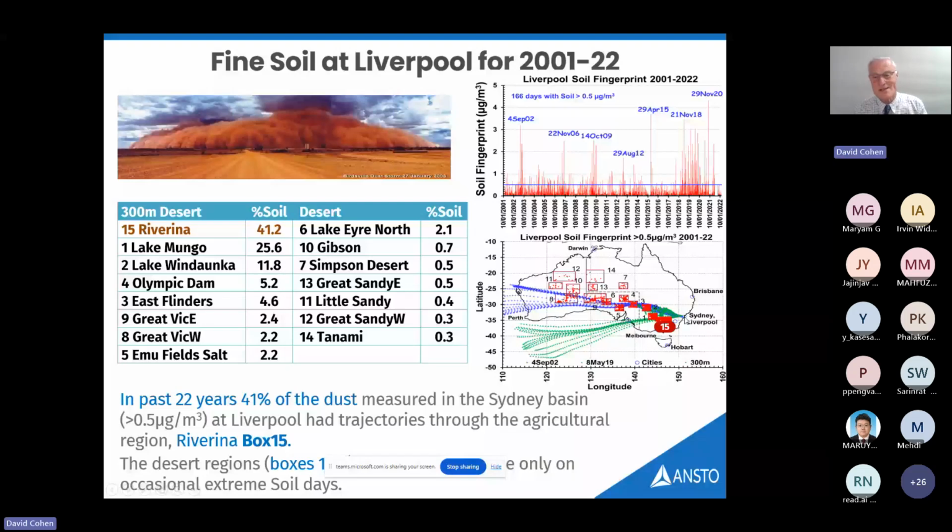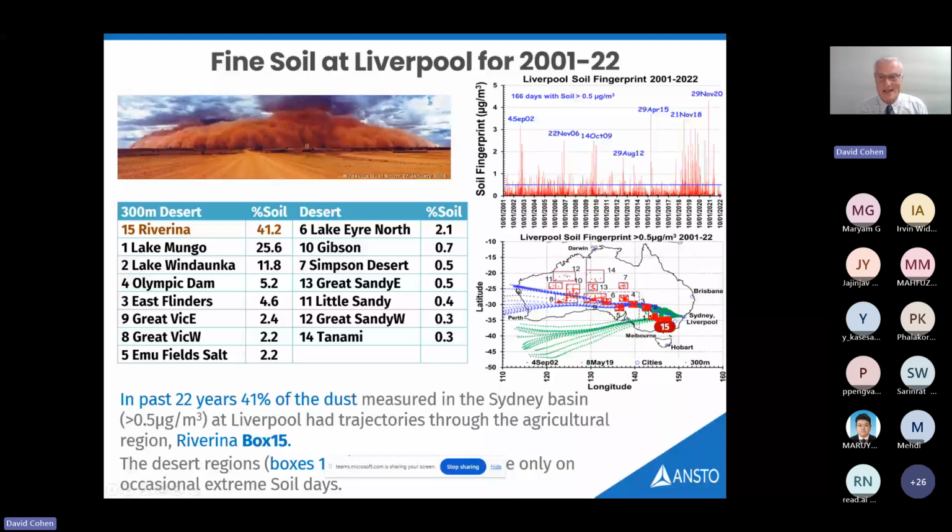And the surprising thing is, it's not these dust storm things like I showed you, or these single event days so much. It's actually 41% of the time, box 15, which is down here, contributes to the soil measured in Sydney. And that turns out to be the Riverina area, which is an agricultural area. So farmers ploughing their fields during windy days produce 40% of the soil measured in Sydney.